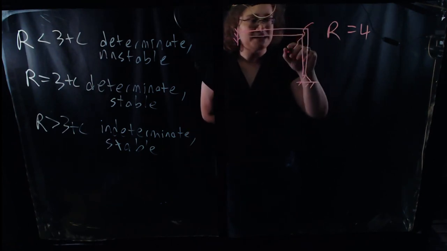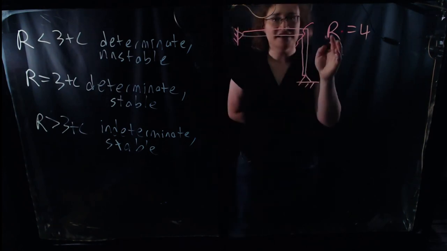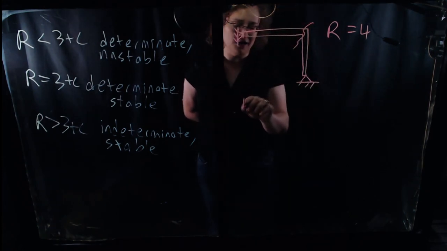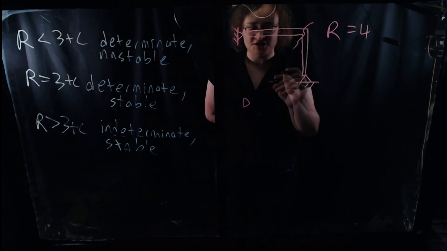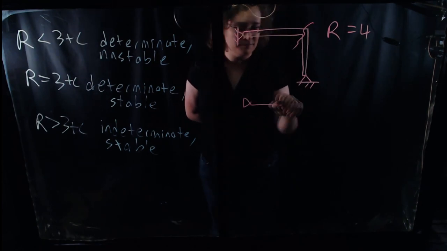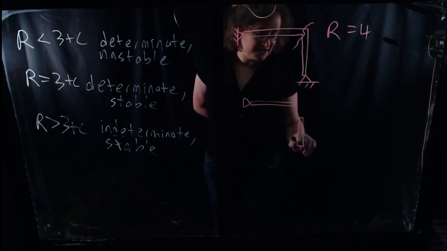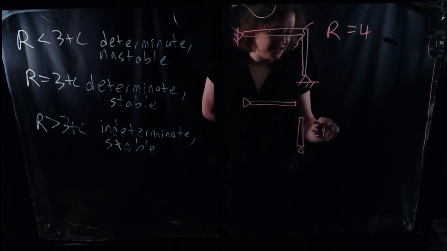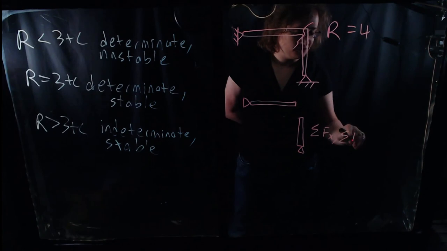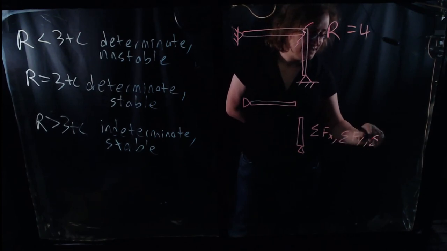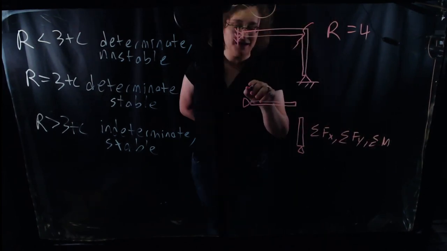Now, I might be tempted to cut this and say, well, what if I divide this into two pieces? Then I'll have two objects. Can I not just do a summation of forces, balance of equilibrium on each of them? I can do it for each piece. I could then do a sum of forces X, a sum of forces Y, and a sum of moments. And the same thing here.